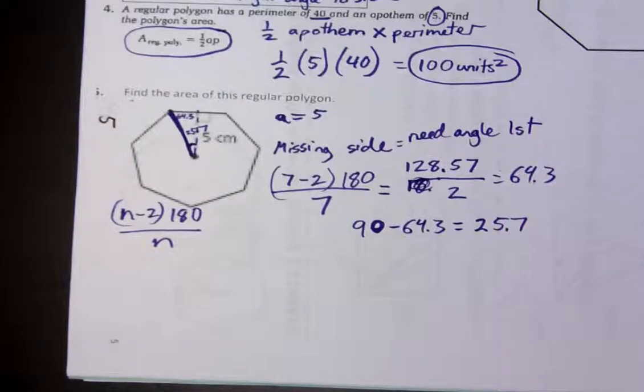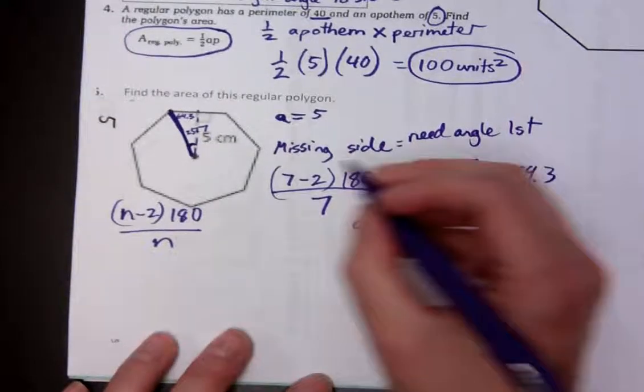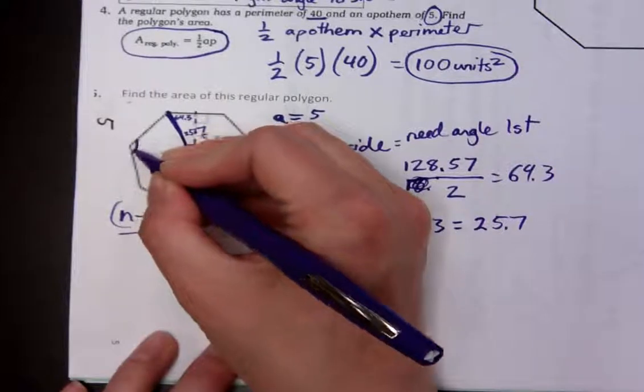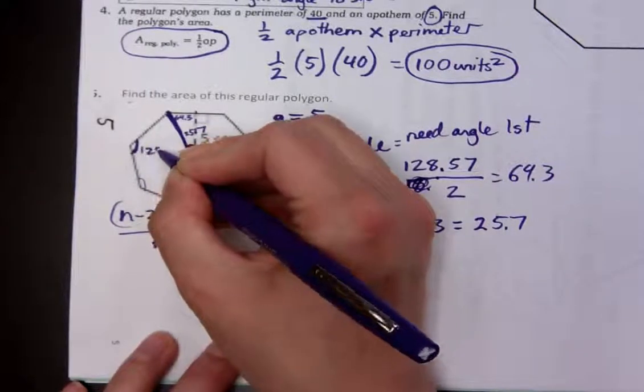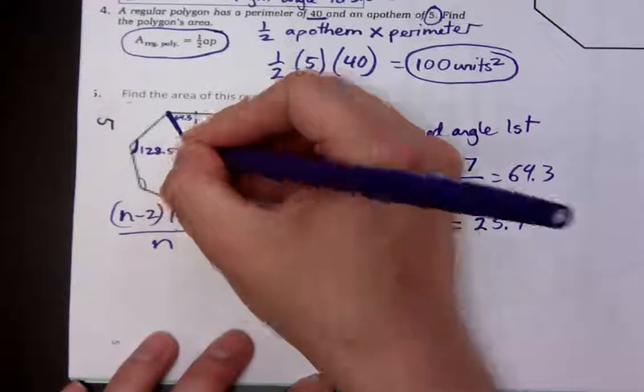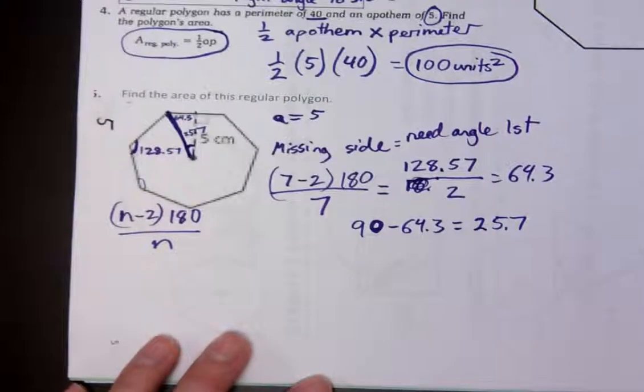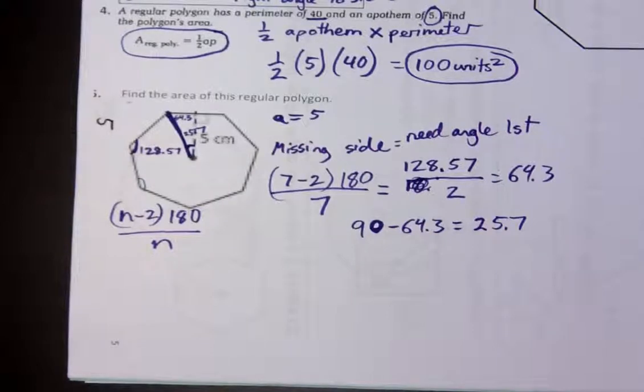Why did you divide the 128.57 by 2? So 128.57 is what every single interior angle is. There's 2 interior angles in one, and I need just half of it, and so I'm always going to divide it by 2. All right, are there more questions on how we found that angle? Are you ready for the next step?